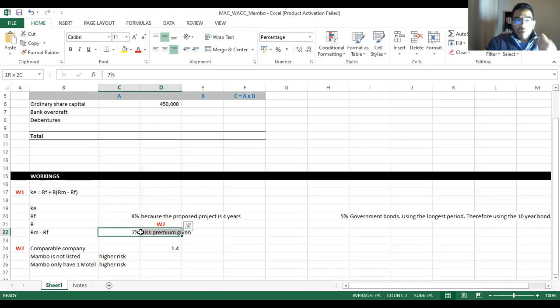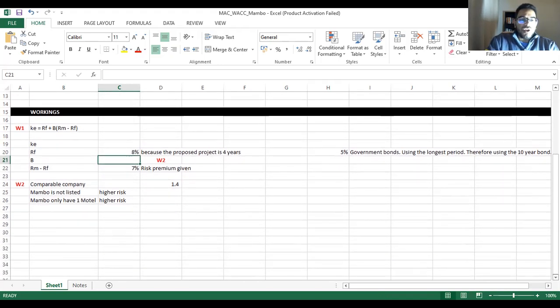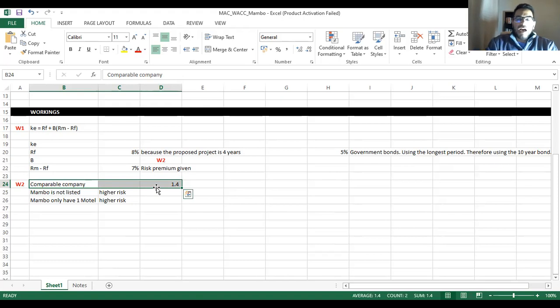We have the risk-free rate, we have the risk premium of 7%, but we don't have beta. So this is where we are. If we were given the beta, we simply plug it in. But we weren't given beta of Mambo. We were given beta of a comparable company. Can't remember the name. So the comparable company's beta was 1.4. Now, to move from the comparable company to the beta of Mambo, you must adjust for differences between the comparable company and Mambo.